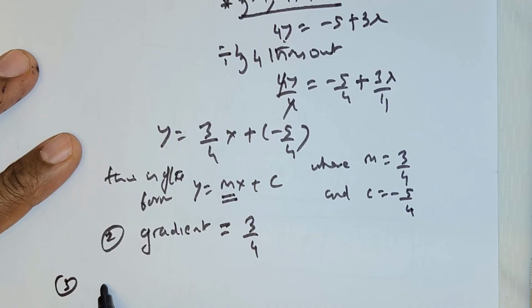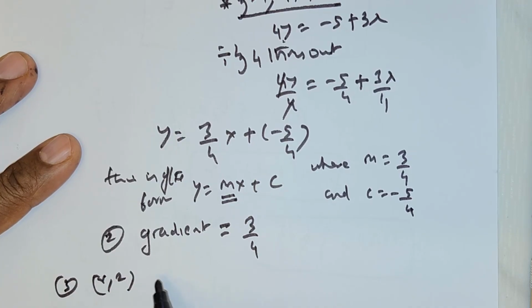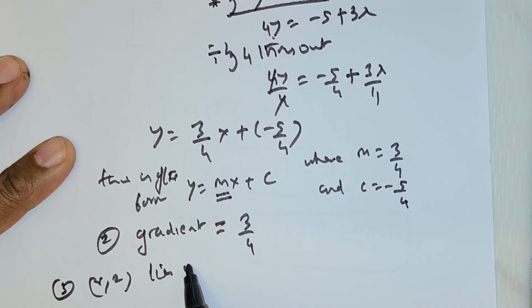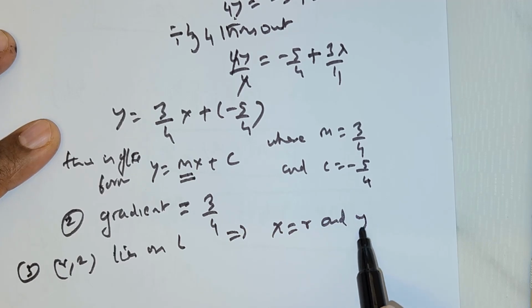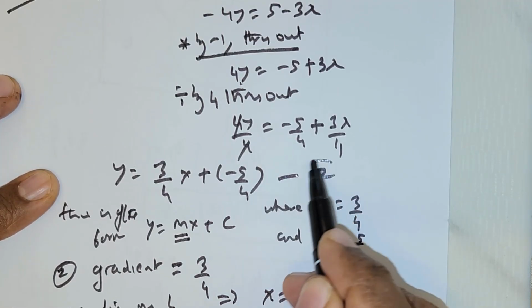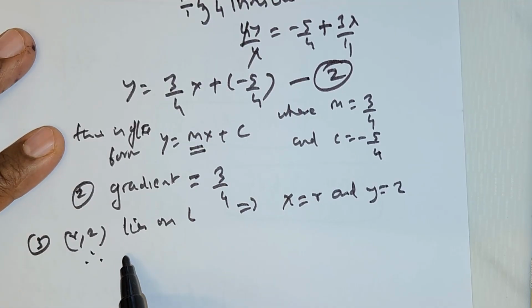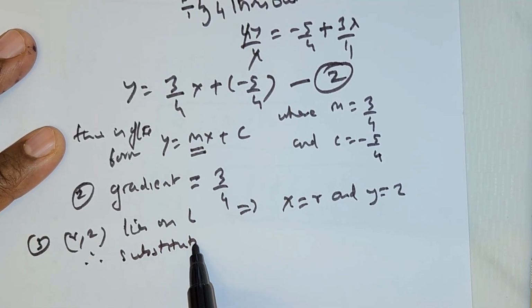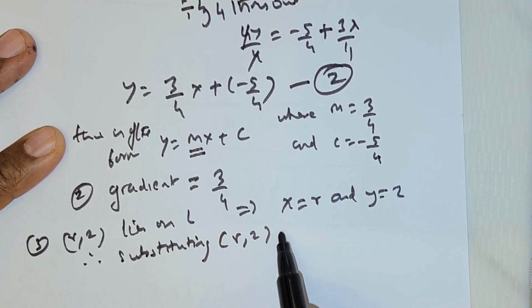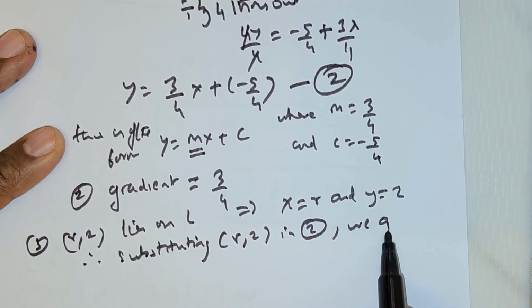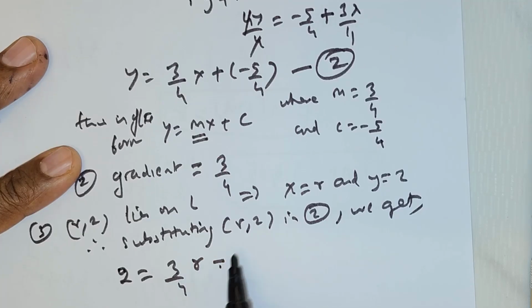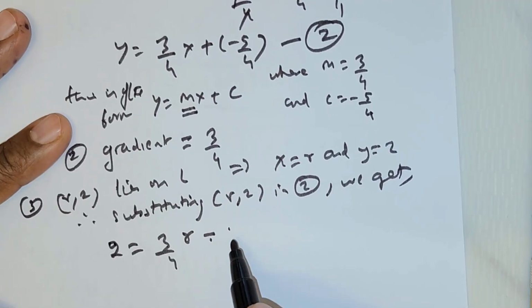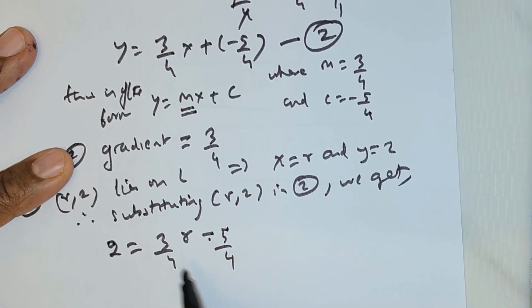Now part 3: they are asking us to find the value of r given that it lies on the line L. So this means x is equal to r and y is equal to 2. If I were to take this as equation 2, therefore substituting (r, 2) into it, we get, in place of y you have 2, in place of x you have r, followed by the constant -5/4. You need to get the value of r.